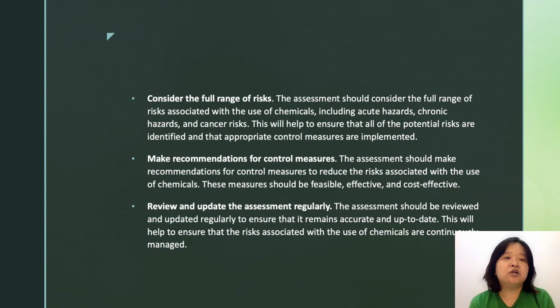Then the next suggestion I will consider is to consider the full range of risks, whereby the assessment should consider the full range of risks associated with the use of chemicals, including acute hazard, chronic hazard, and cancer risk. This will help to ensure that all potential risks are identified and that appropriate control measures are implemented. Make recommendations for control measures. The assessment should make recommendations for control measures to reduce the risk associated with the use of chemicals. These measures should be feasible, effective, and cost-effective.